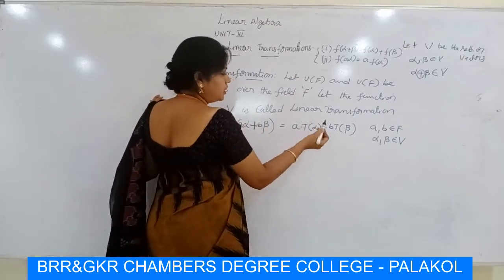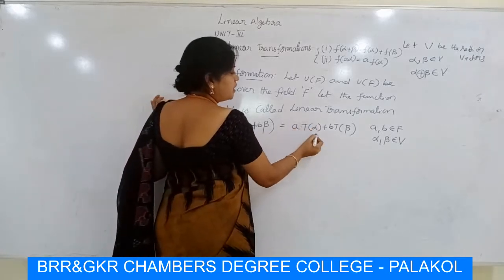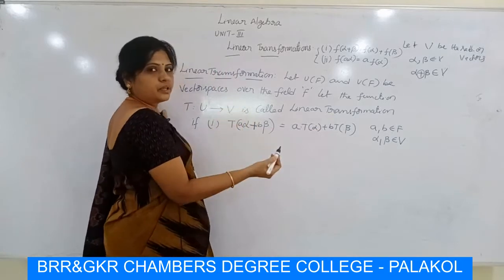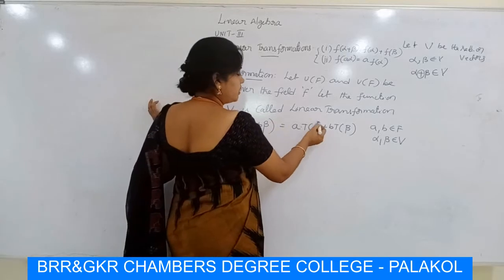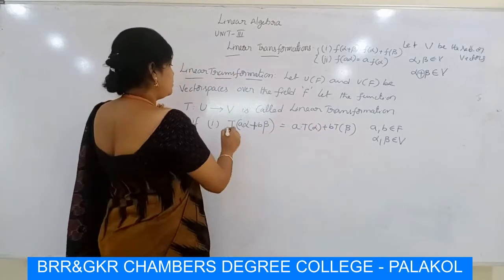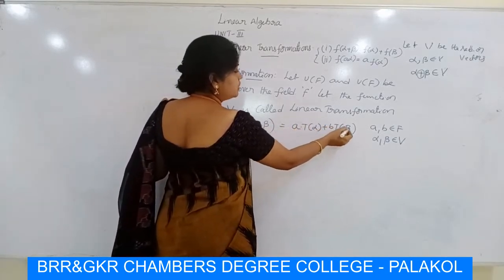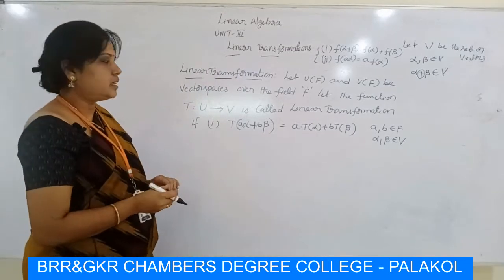So A into T of alpha: here A is a scalar, T of alpha is an element of V, and V is a vector space, so this is a vector. So A into a vector plus B into again a vector. So T of A alpha plus B beta is A into T of alpha plus B into T of beta. Then T is called a linear transformation.